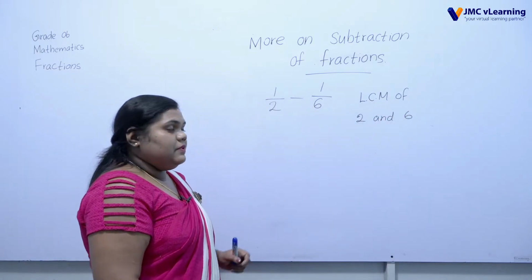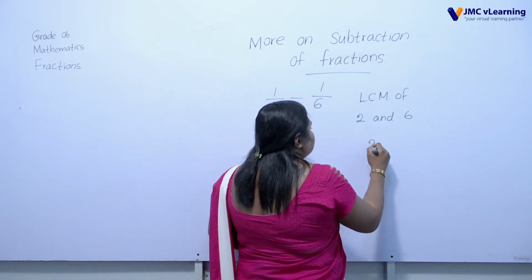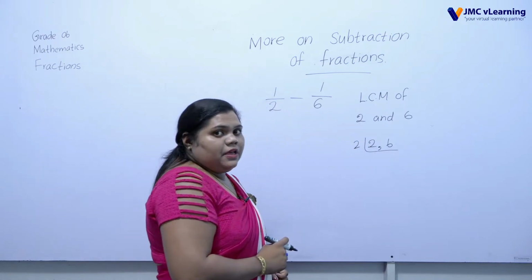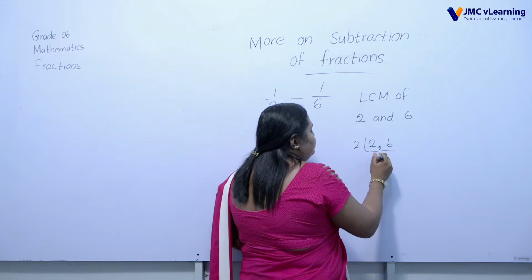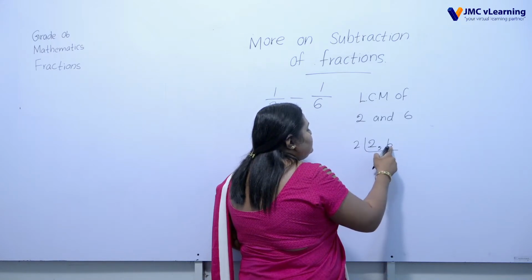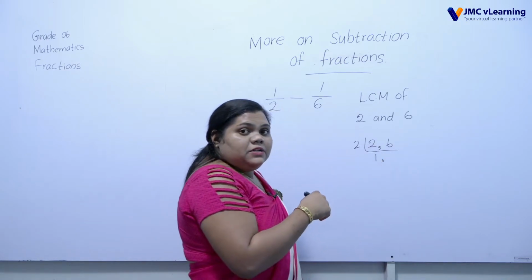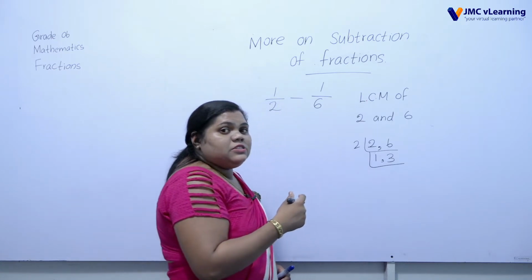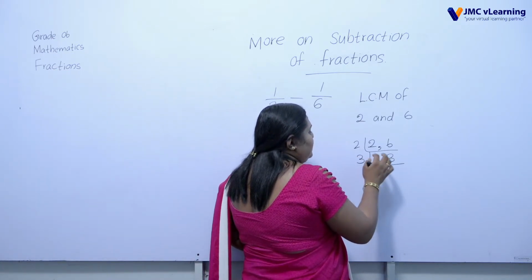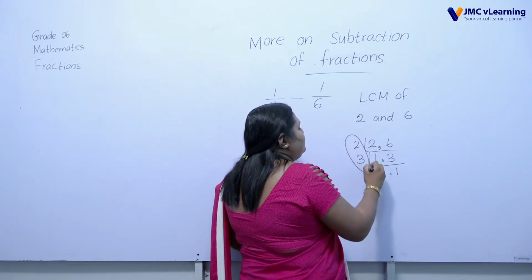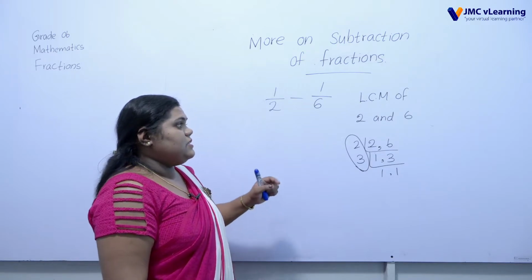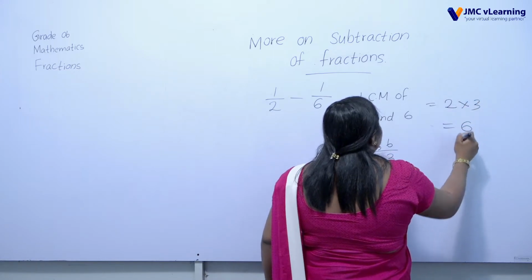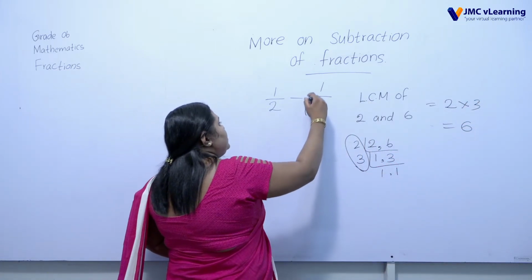We can use the division method for that. 2 and 6. Okay, 2 is the lowest prime factor. First we divide by 2. 2 divided by 2, 1. And after that you divide this 6 by 2. The answer is 3. After that you cannot use 2 because you cannot divide 3 by 2, so you use 3. How many 3's in 3? 1. After that, when you multiply these together, you get the LCM of 2 and 6. Okay children, 2 times 3 means what? 6.